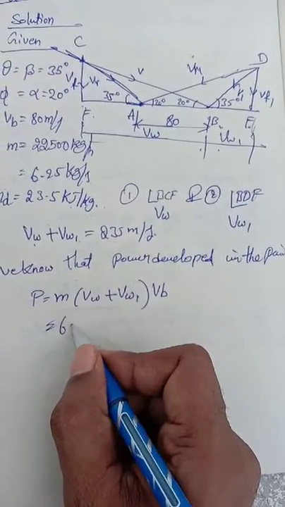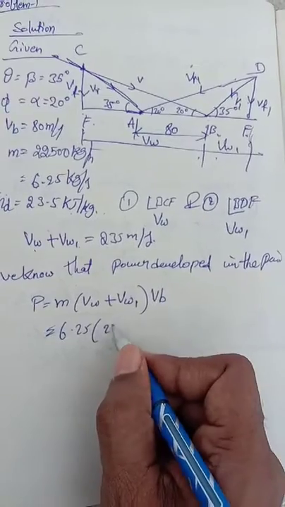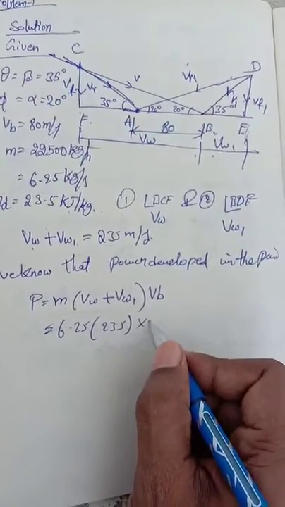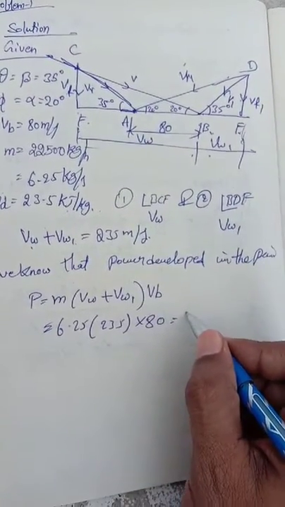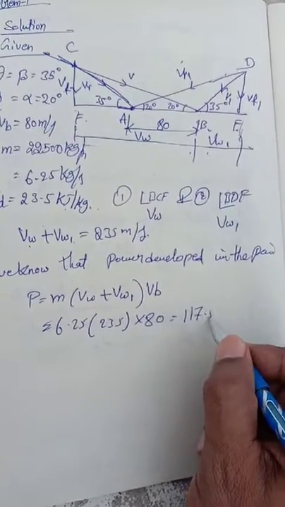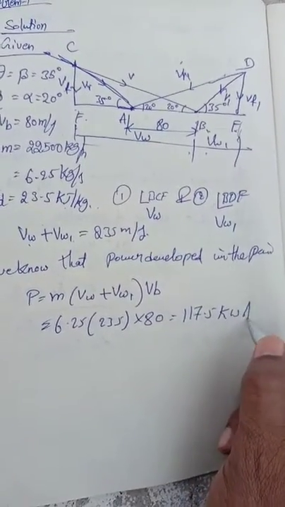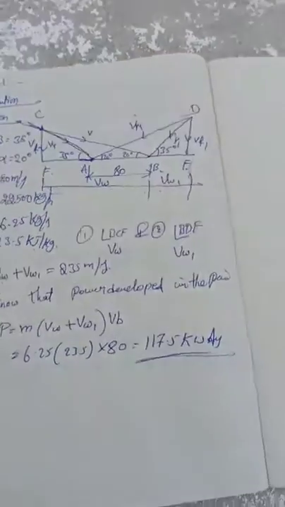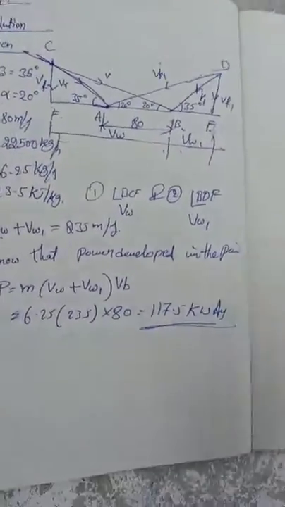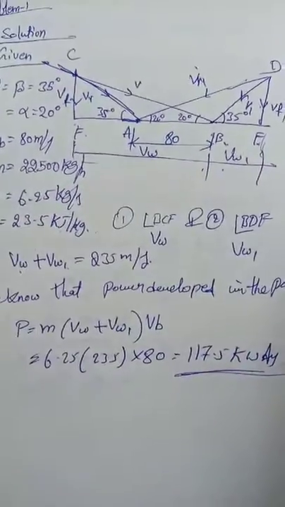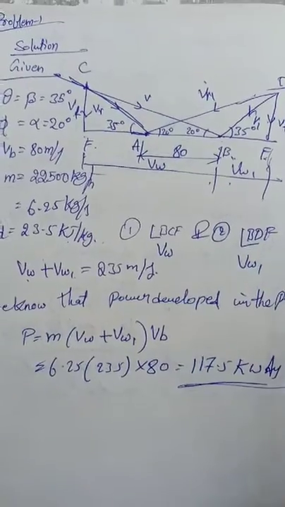So substitute all values in here, we will get the answer approximately 0.5 kilowatt. Okay, this is the procedure to solve the problem. We will see some more problems in the next class. Thank you.